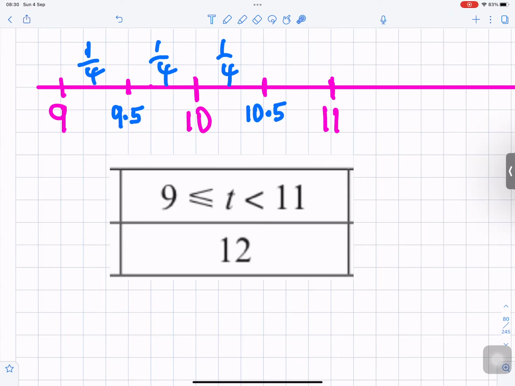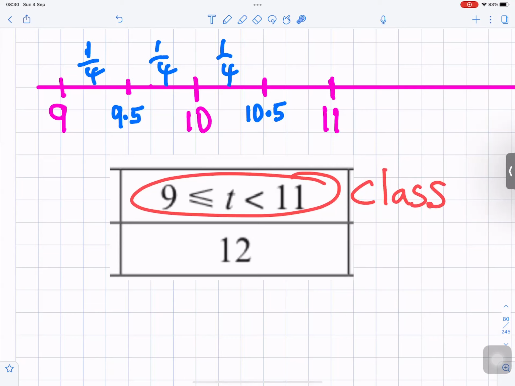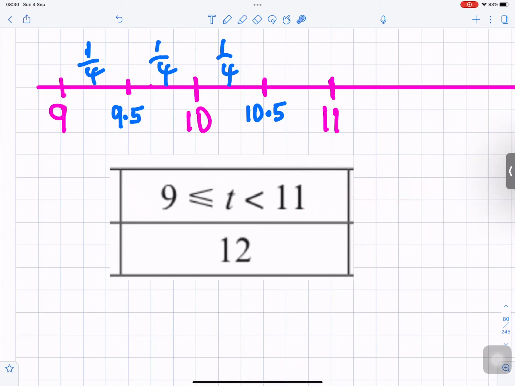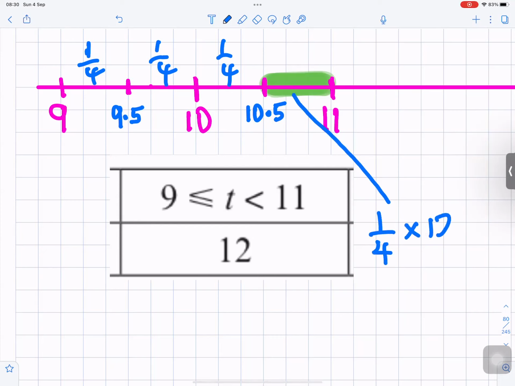In the 9 to 11 class, we call that the 9 to 11 class. And how many of them are in the 9 to 11 class? 12. So we only want this part because we start at 10.5, the part in green. And that part is just 1/4. So 1/4 of 12 is 3.